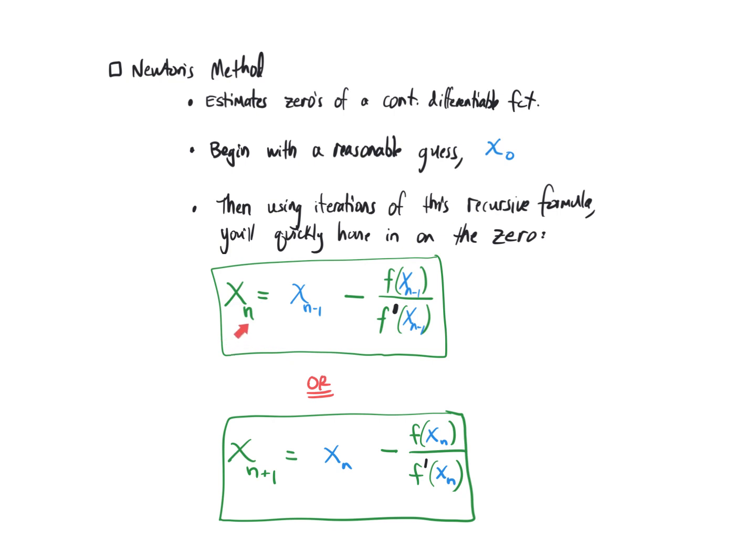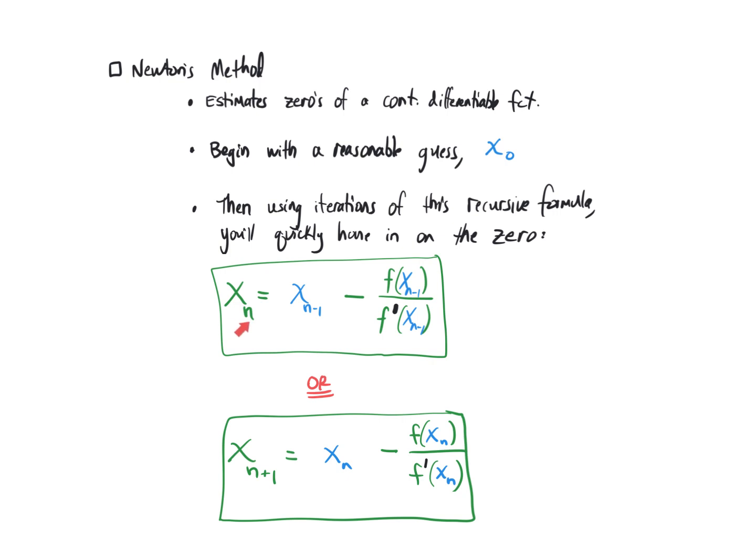Your next guess uses the previous guess. So previous guess minus the ratio of the output of your function at your previous guess over the derivative of your function at the previous guess. So if you want x sub 1, then you know x sub 0, x sub 1 is equal to x sub 0 minus f of x sub 0 over f prime of x sub 0. And if you want x sub 2, then you're going to use x sub 1 and the ratio of the function and derivative at x sub 1.